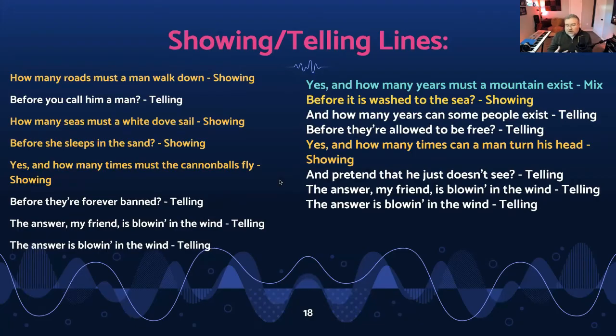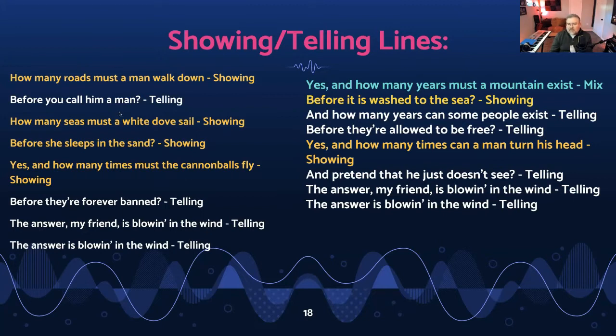So looking now to showing and telling lines within "Blowing in the Wind," it also is doing a lot of showing before it starts telling. So, how many roads must a man walk down? That's a showing line, because it's roads, a man walking, that's an image. Before you call him a man, that's a telling line. How many seas must a white dove sail? That's showing, sleeping in the sand, that's image, that's showing. Cannonballs fly, that's a showing line. And then it becomes telling at the end. And the refrain is kind of a mix, but it's really more telling lines.